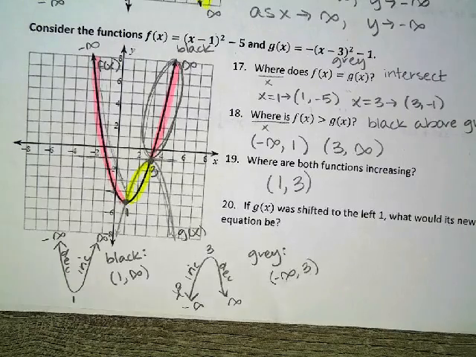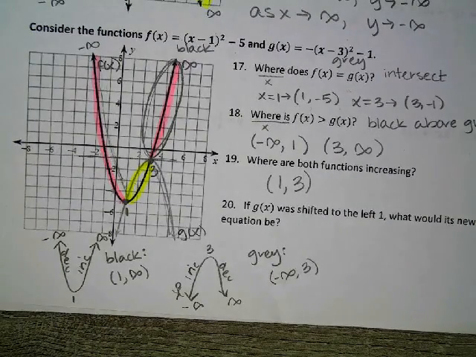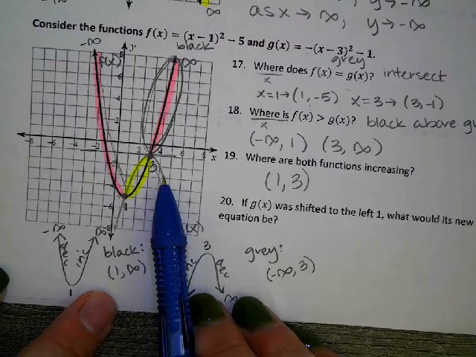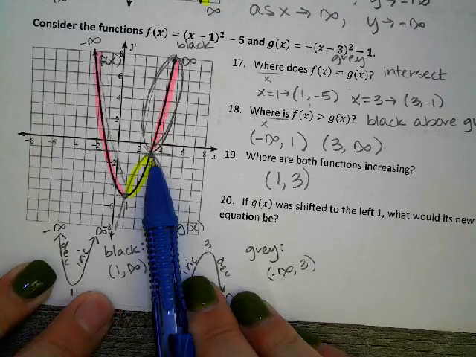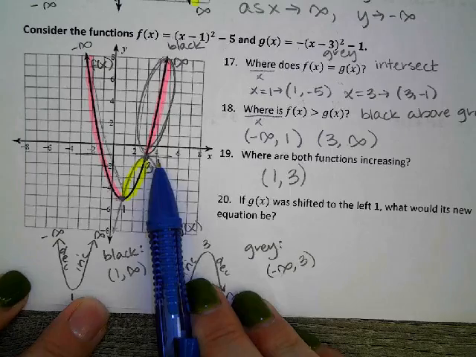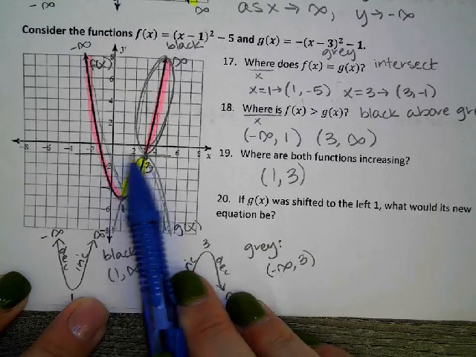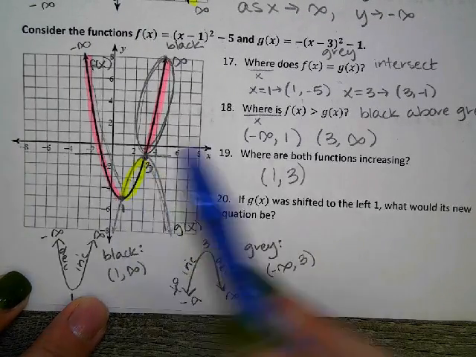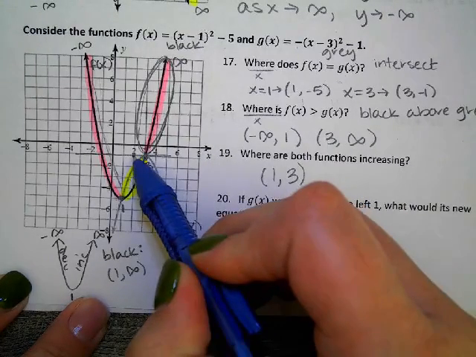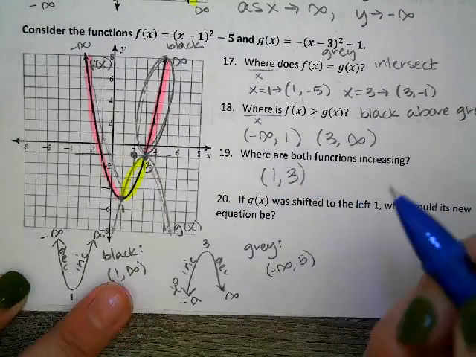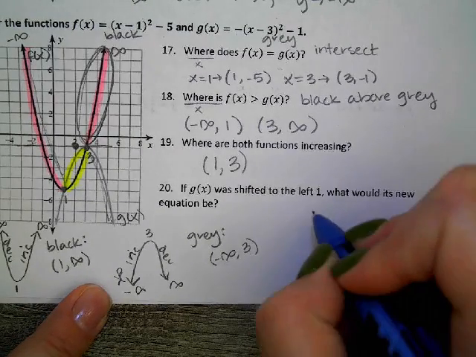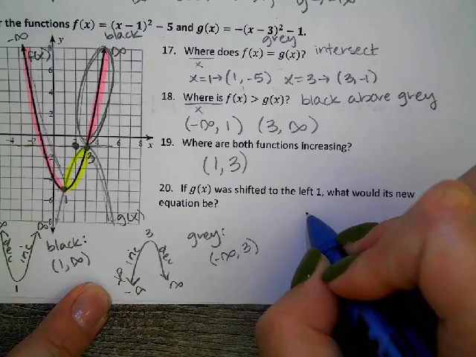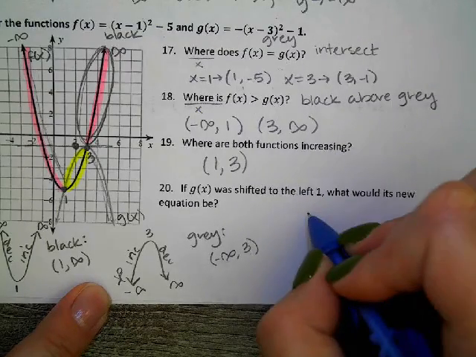Okay. If g of x was shifted to the left 1, what would its new equation be? So right now its vertex is at 3, negative 1. If it was shifted to the left 1, its vertex is at 2, negative 1. So it would be negative x minus 2 squared minus 1.